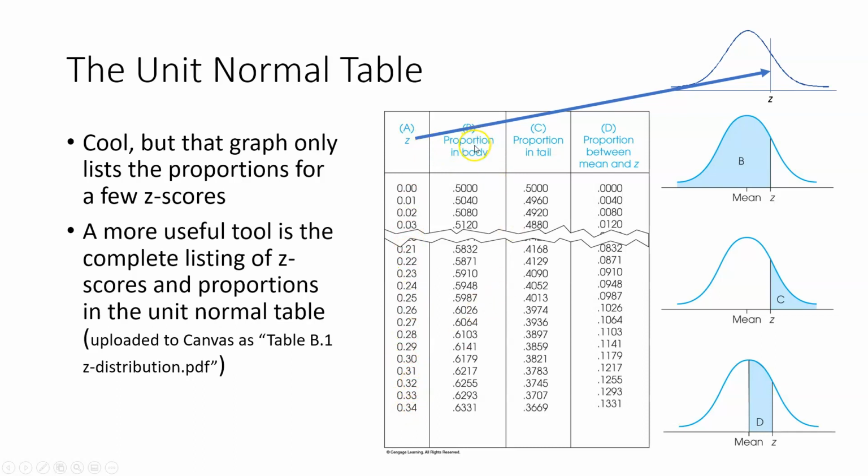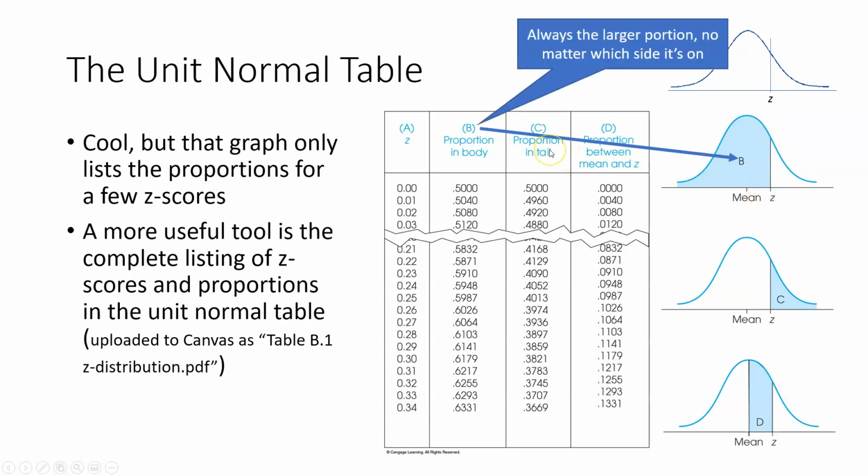Column B says the proportion in the body. That means from the z-score into the bulk of the rest of the distribution, that is the proportion of scores that fall in that shaded region. So B corresponds with the big bulk body of the distribution. In other words, if, for instance, your z were 0.33, then your B body would be 62.93% of scores falling in that section of the distribution.